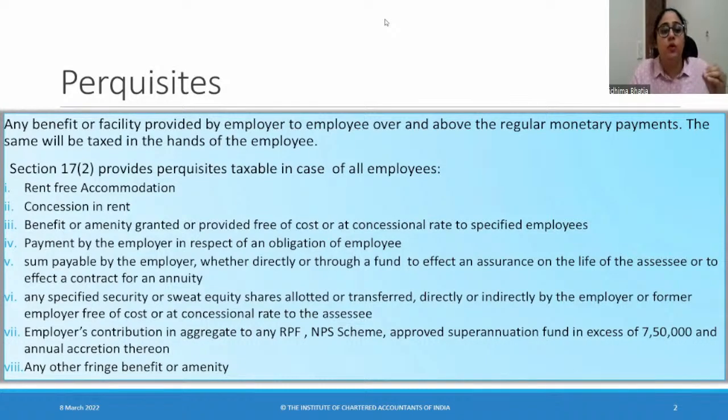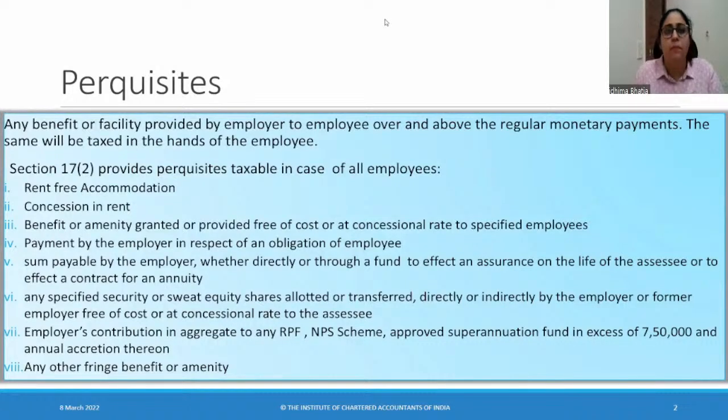I'll not go and explain the whole list here because we'll do each of them in detail, and then we'll come back to see whether we have done all the elements of the list or not. Rent-free accommodation is one such perquisite which is very common, which is very important from the point of view of examination, and that is included in your perquisites provision, which is given in section 17.